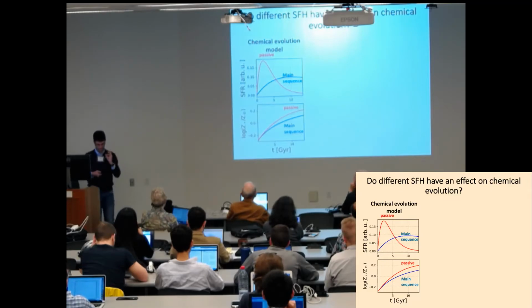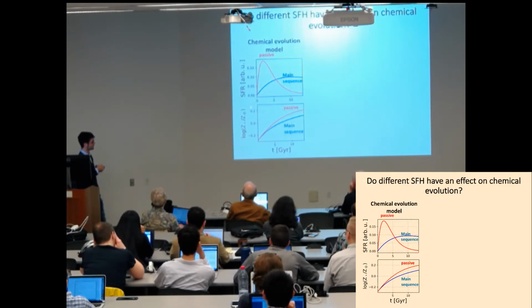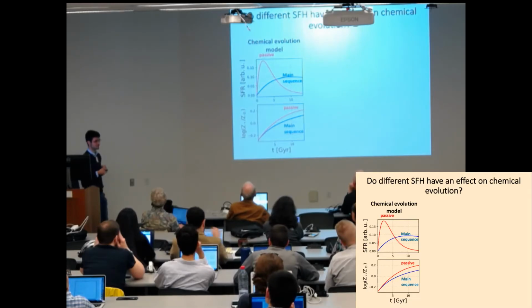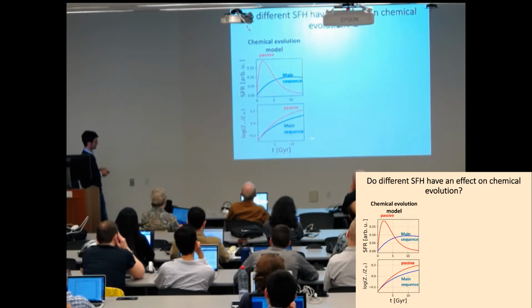And if you want to think about this, it's because your passive galaxy builds up very quickly, and so it enriches very quickly, and so it forms a lot of high metallicity stars already at high redshift, while your main sequence galaxy builds up more slowly, and so it forms a lot of lower metallicity stars at high redshift, which you then cannot get rid of, and so they stay there, and you see this stellar metallicity difference. So this is from a toy model.